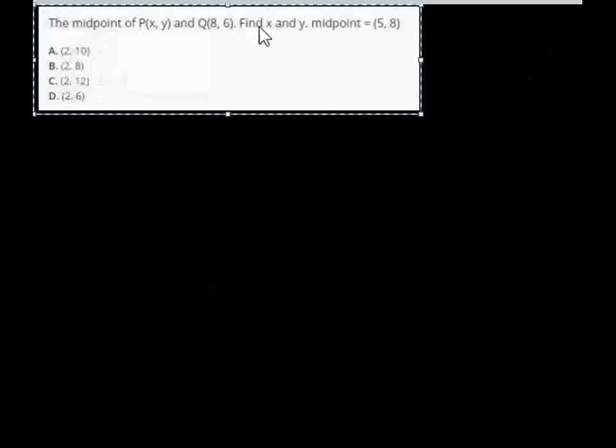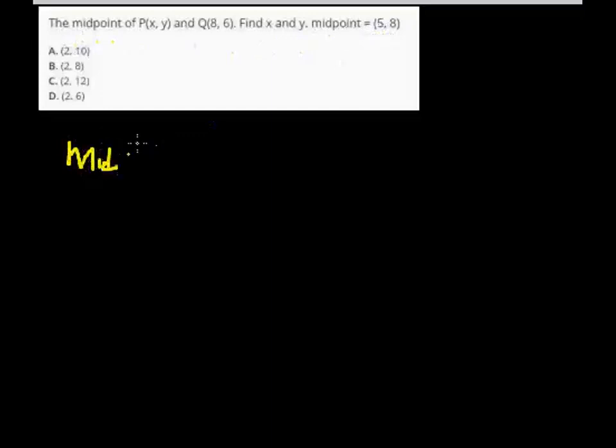Okay, it goes like this: the midpoint of P(x, y) and Q(8, 6). Find x and y if the midpoint is given as (5, 8).